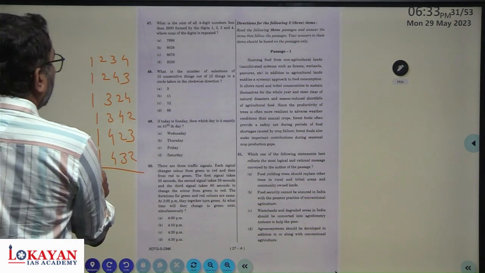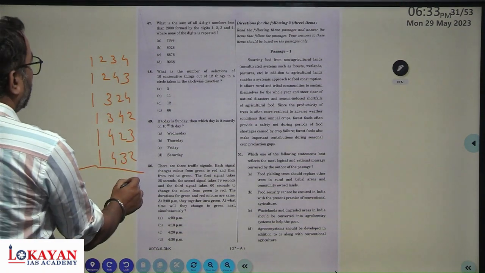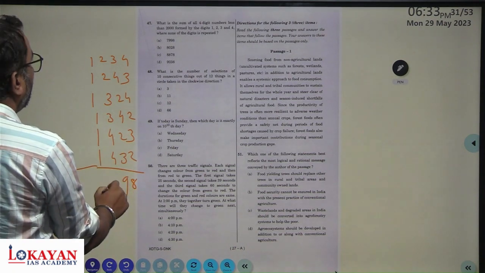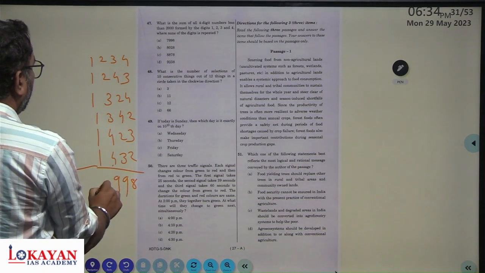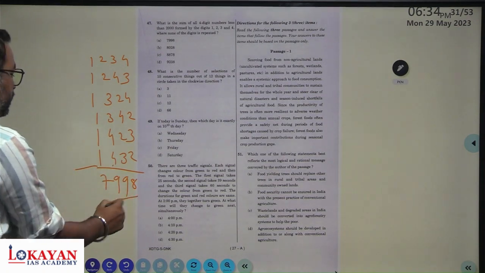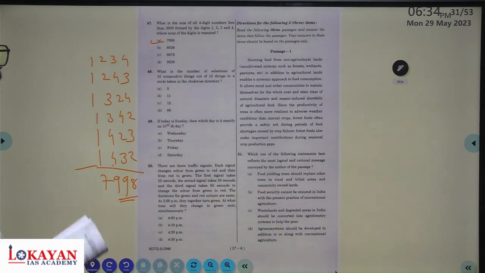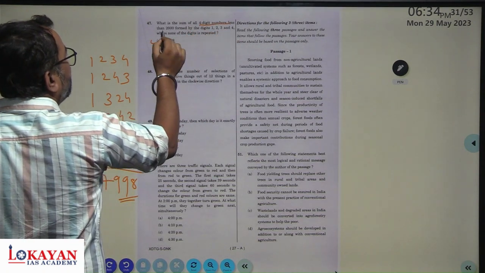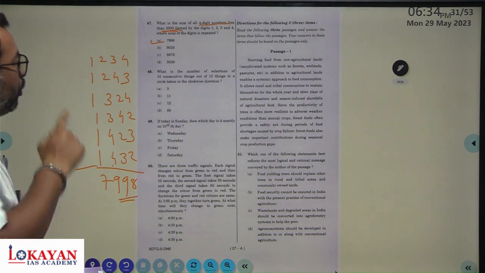So add them. They have asked us for the addition. The addition will be 7998, that will be your answer. Just fulfill the condition of a 4-digit number less than 2000. Otherwise, there would have been many more numbers to add.